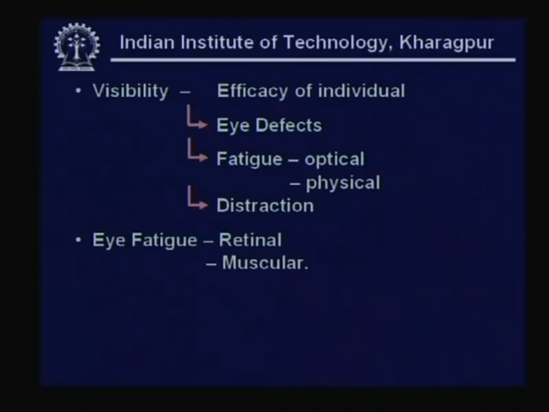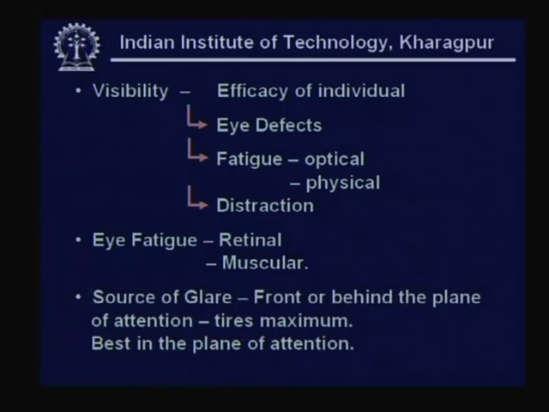Now coming to eye fatigue. There are two major natures of fatigue. One is retinal, the other is muscular. The next important point that comes is the glare. All of us have experienced glare at some point or the other. In fact, classrooms are one place where glare has been experienced to a very large extent because of bright light falling on some portion of the board. Some of the students are unable to see from a certain angle.